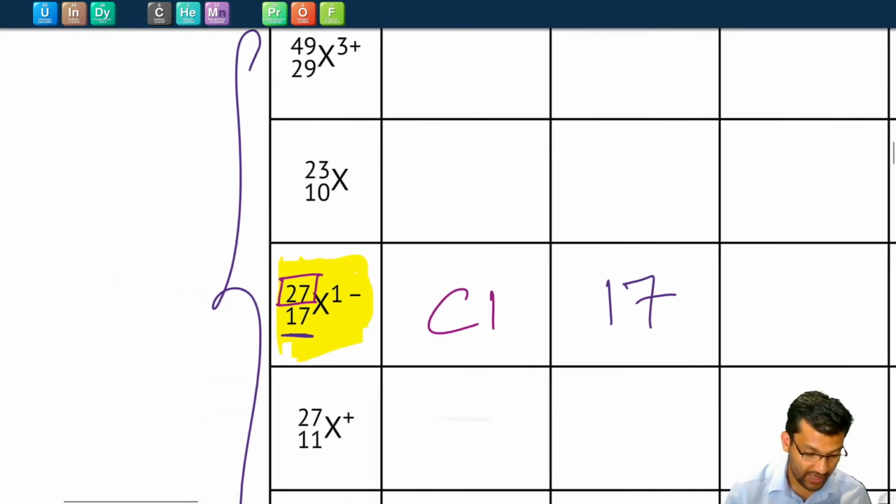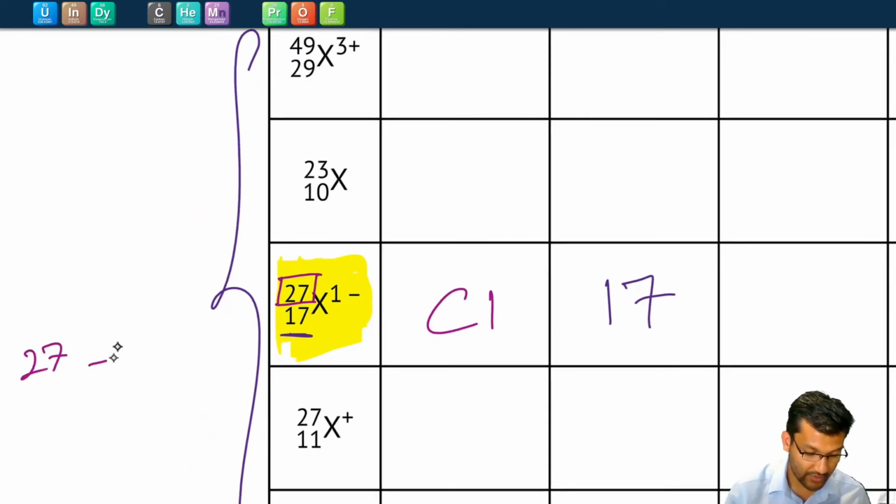Number of neutrons, well, it's the mass number, 27, minus the number of protons. That will give us 10. So the number of neutrons here is 10.